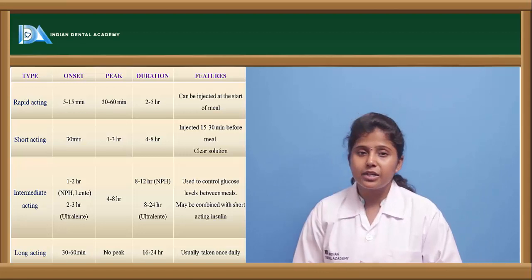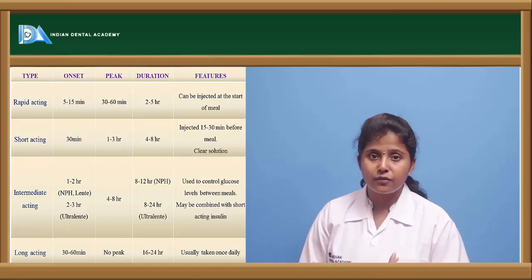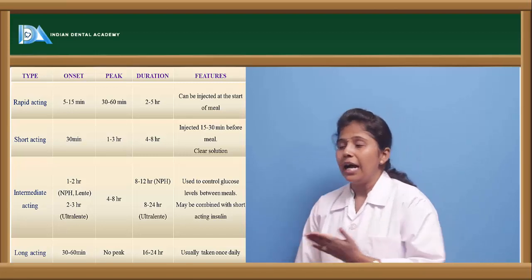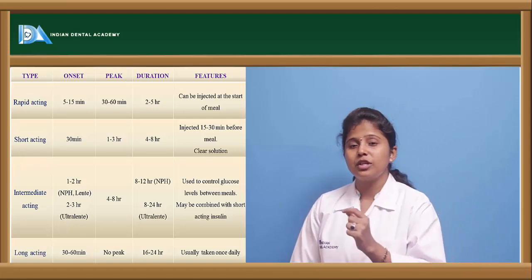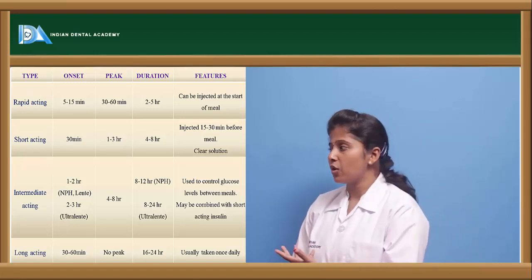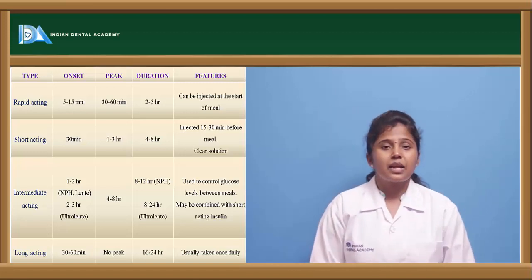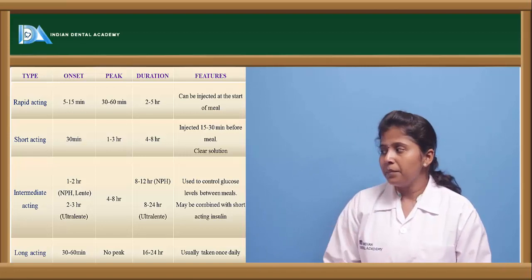Short acting insulins have an onset of action of about 30 minutes. After administration, they show their action within 30 minutes, and the peak action is observed at 1 to 3 hours after administration. The duration of action of these preparations lasts about 4 to 8 hours, and these are injected almost 15 to 30 minutes before the meal.